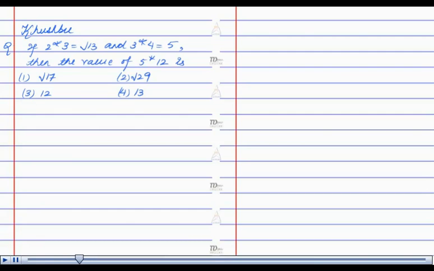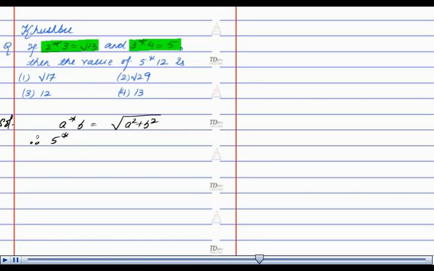The question is, if 2 star 3 is equal to root 13 and 3 star 4 is equal to 5, then the value of 5 star 12 is, from the given expressions, that is 2 star 3 is equal to root 13 and 3 star 4 is equal to 5, we can generalize the expression as a star b is equal to under root of a square plus b square.